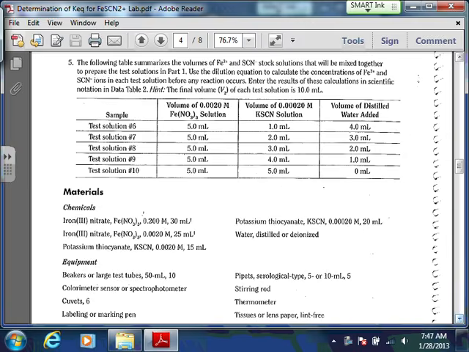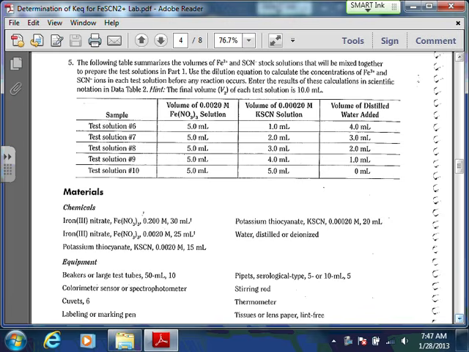Okay, and then the following table summarizes the volumes of Fe3 plus and SCN minus stock solutions that will be mixed together to prepare the test solutions in part 1. Use the dilution equation to calculate the concentration of Fe3 plus and SCN minus ions in each of the test solutions before any reaction occurs. Enter these results in the calculations in scientific notation in data table 2. And the final volume of each test solution again is 10.